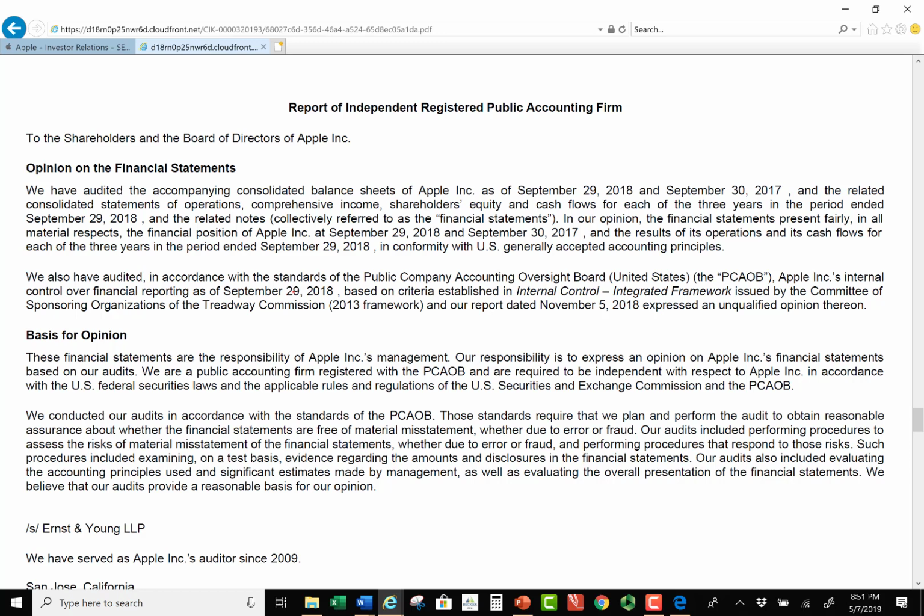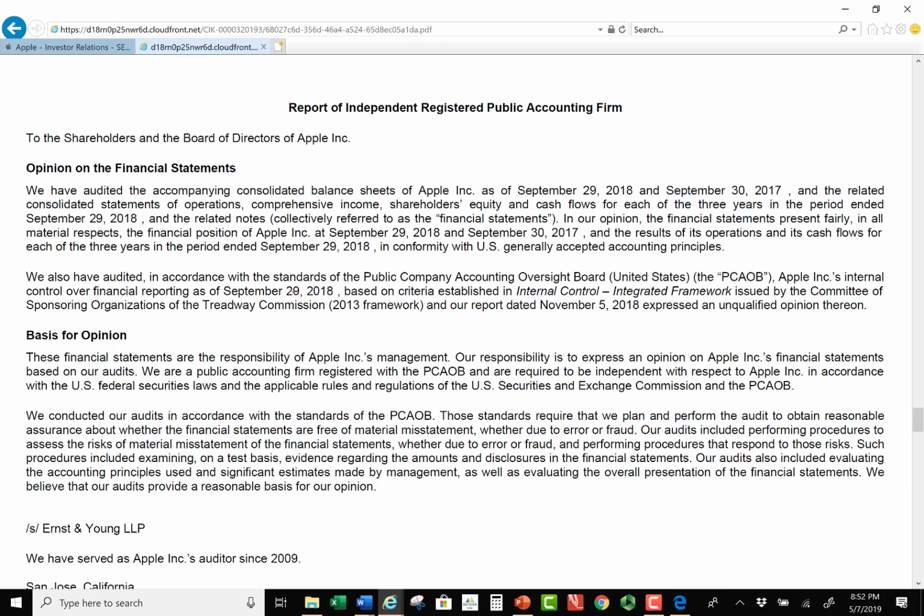Now, we're going to get to the audit report at the end of the class, and we're going to spend quite a bit of time looking at this audit report, understanding how we change the audit report if different things happen, et cetera. But just looking at what we see here, we have the report of independent registered accountant. We want to be independent of the company so that we have that third-party relationship that will provide some reliability to the financial reports.